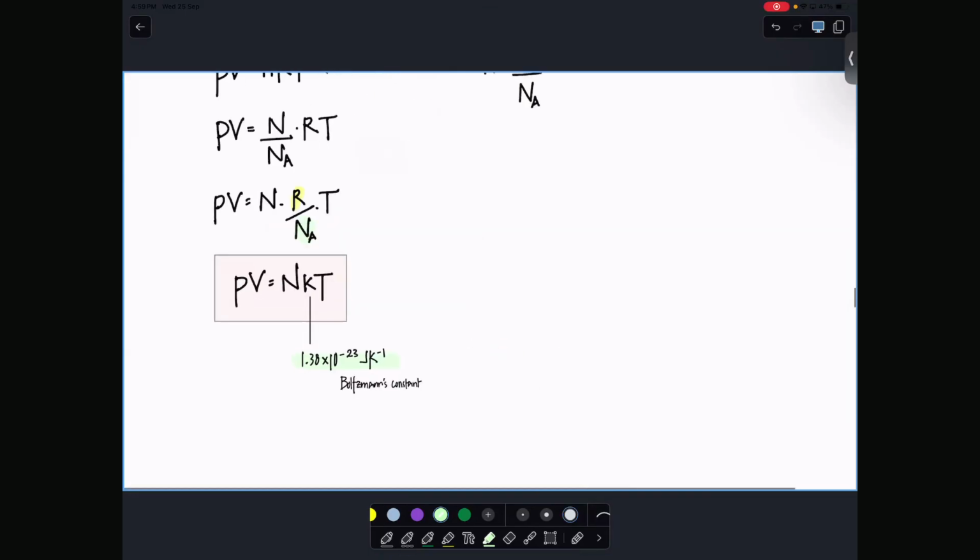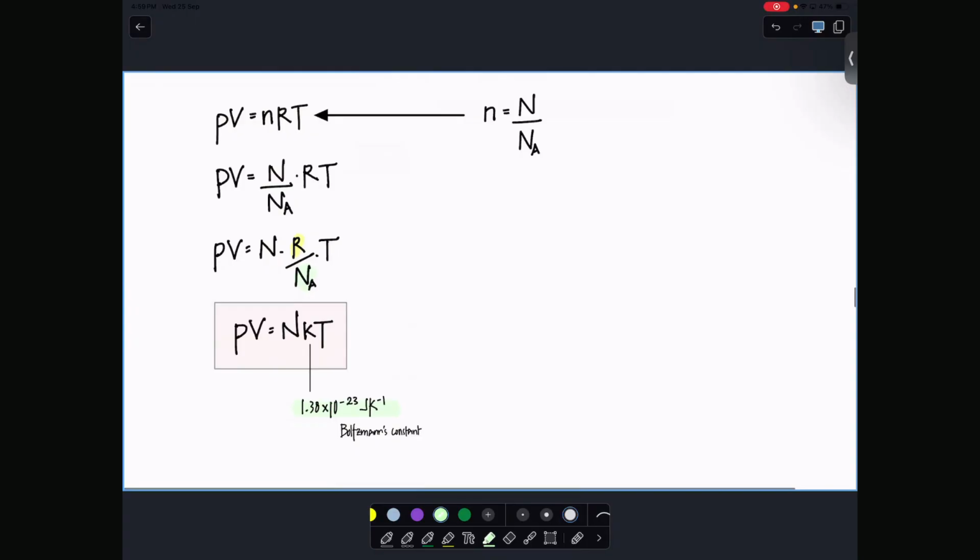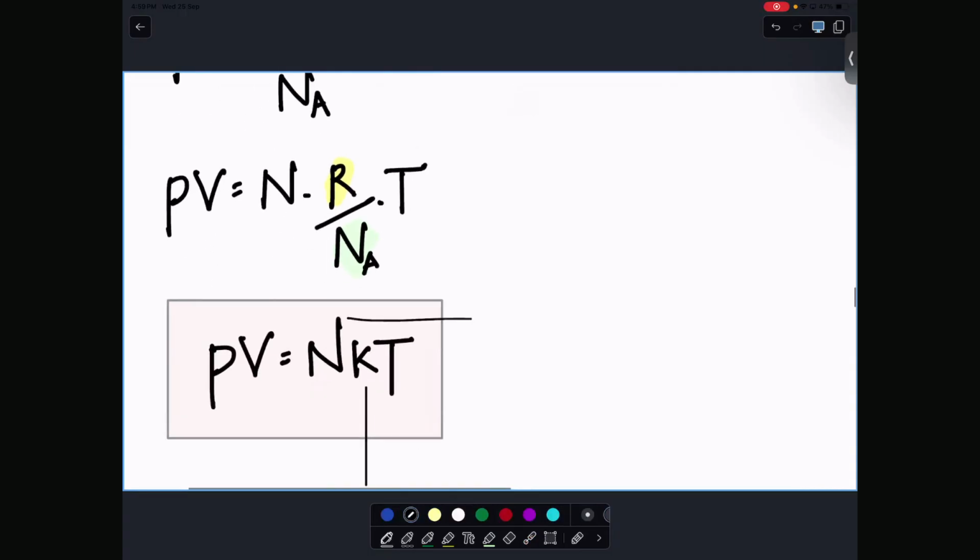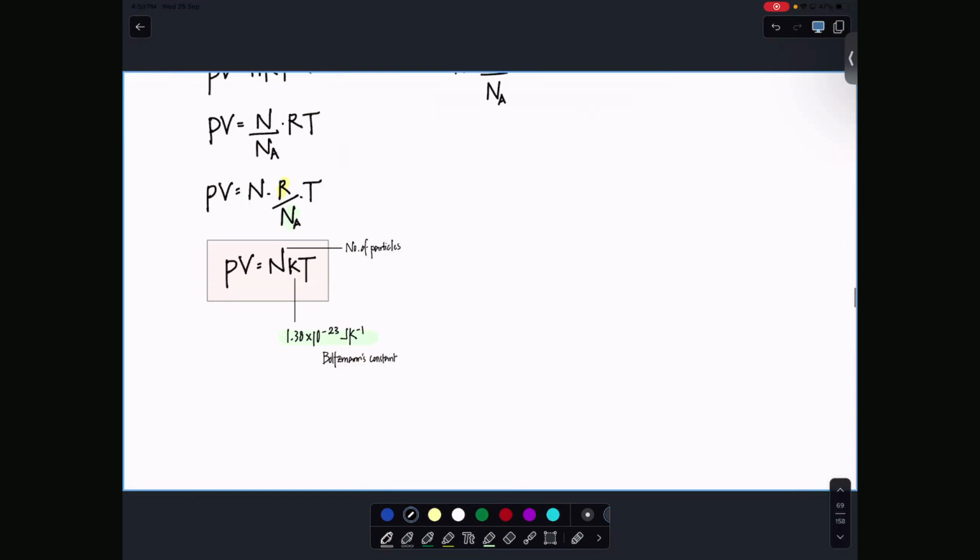Anyways, do you understand the derivation? So when to use this one? When you're provided with what in your exam? Mole number. And when to use this one? When you're provided with what number? Number of particles. And in physics you'll find that number of particles is the most common thing they provide. So there you go.